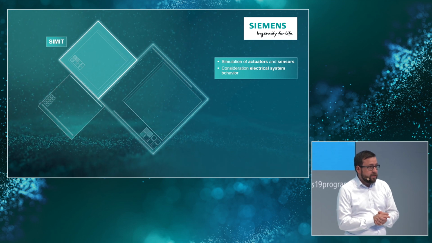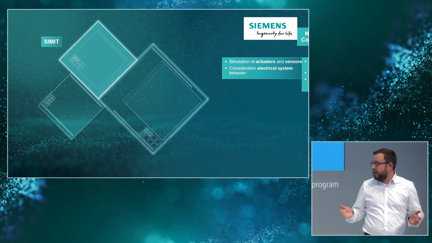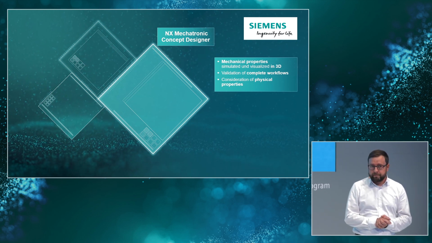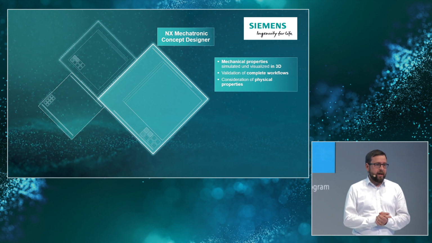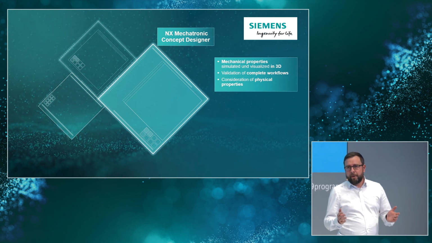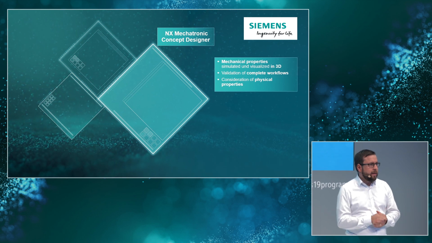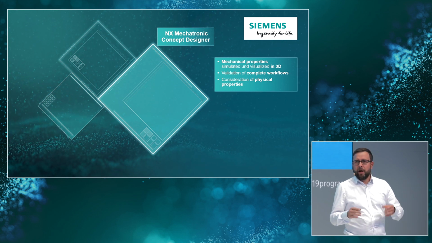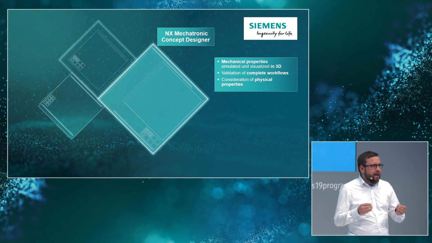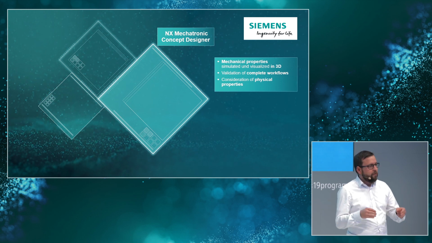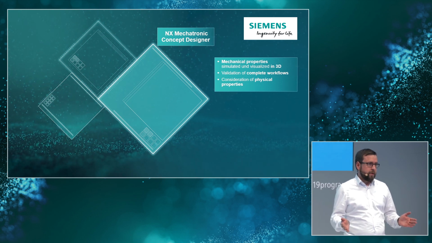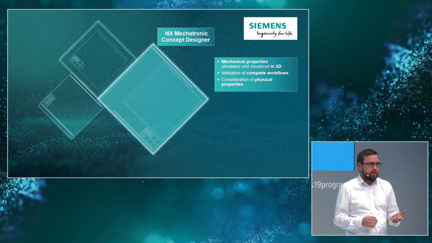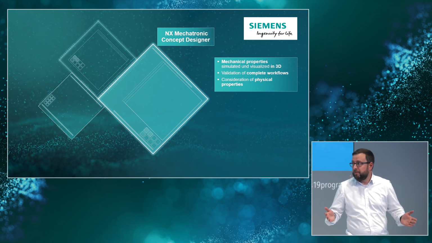So, last but not least, to complete the digital twin, the mechanics is still missing. And this is the point where the NX Mechatronic Concept Designer comes into play. With the NX Mechatronic Concept Designer, we validate the mechanical properties of a machine and can visualize them in 3D. And such 3D models make it easy to detect possible mechanical collisions at a very early stage of the development process. So, in combination, PLC Sim Advanced, SIMIT, and NX Mechatronic Concept Designer complete the digital twin of a machine.